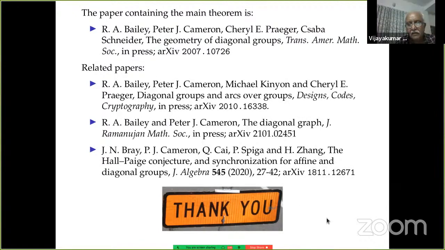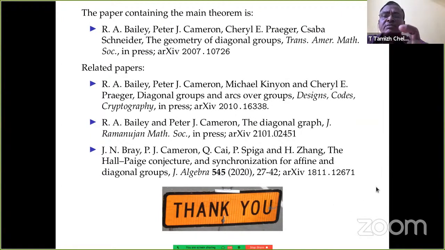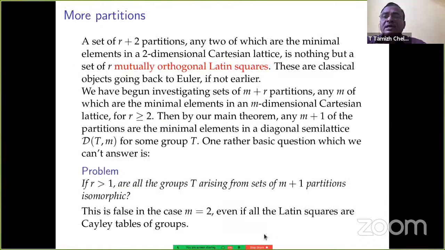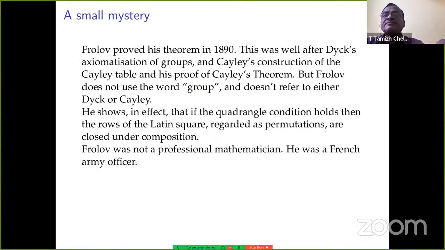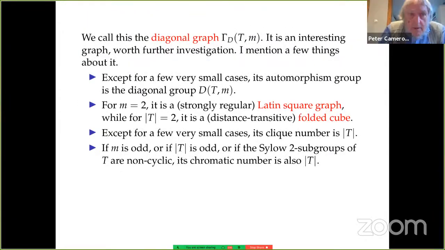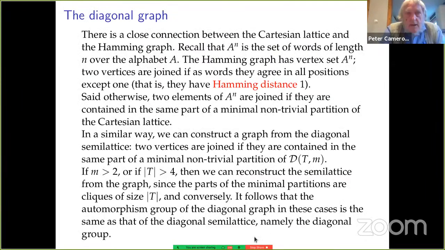Okay. Peter, one question. Yes. Something you were saying about a Hamming graph. Is it actually the Cayley graph? Because in the Cayley graph also, they are adjacent if and only if they are distinct in one component. That's right. It is a Cayley graph. It's a Cayley graph in many different ways. Let me see. Here.